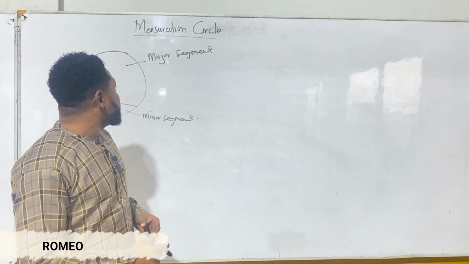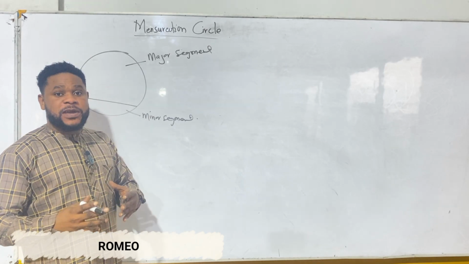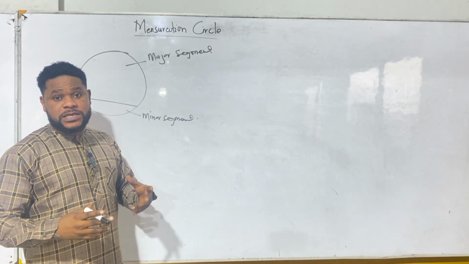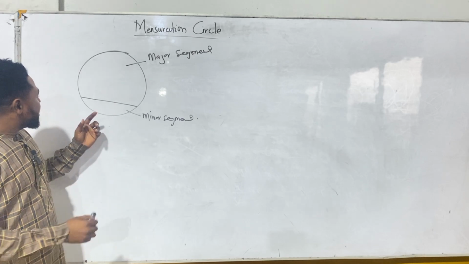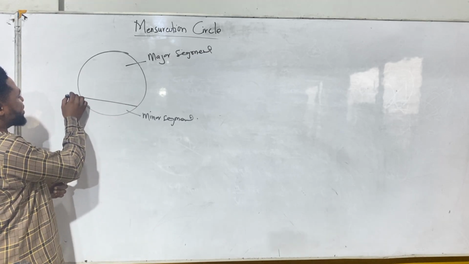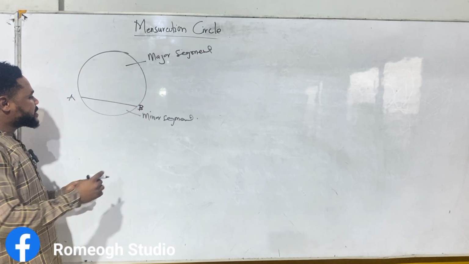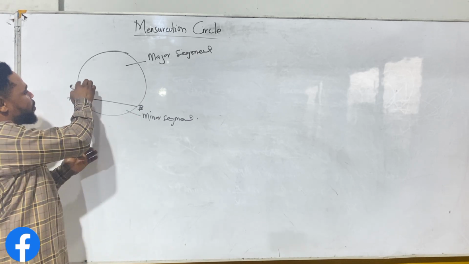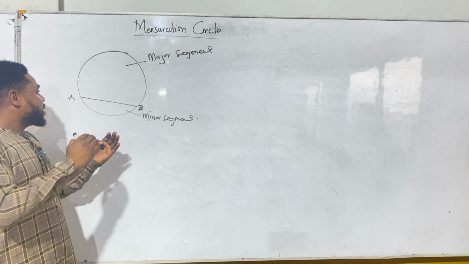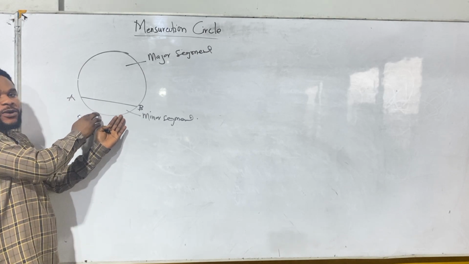We want to also look at minor segment and major segment of a circle. All right, let us look at our circle here. Now, this line we see here, that is line AB. In a circle, we call it a chord. Now, the chord is not passing through the center. It's passing at the down part of the center.